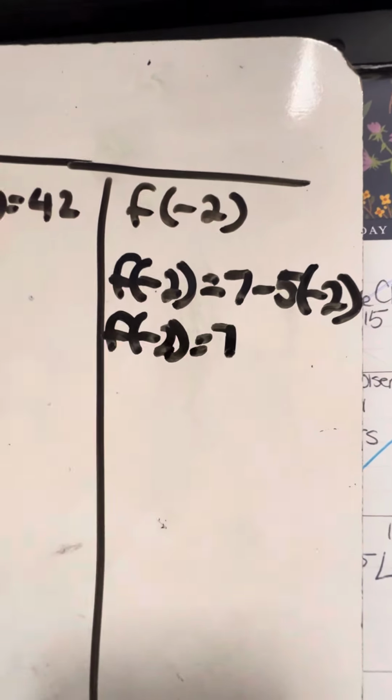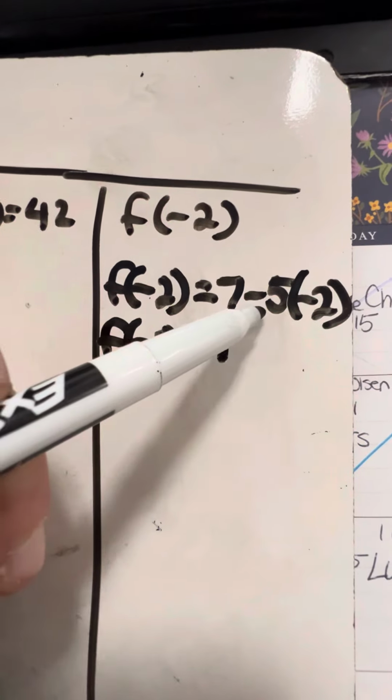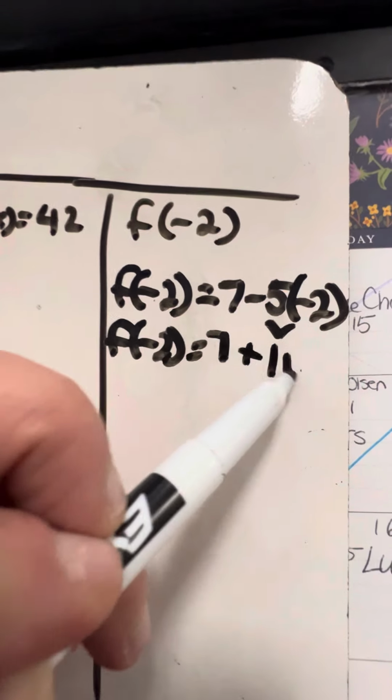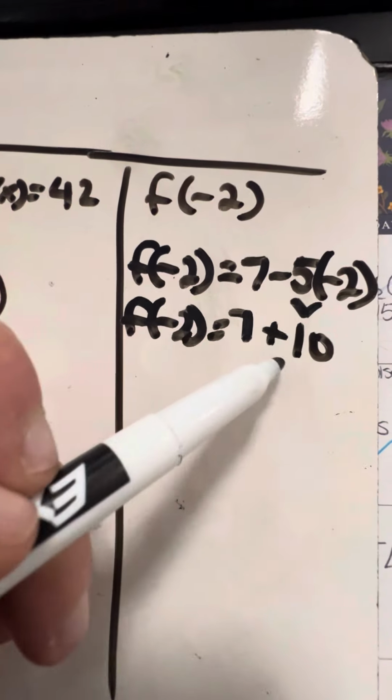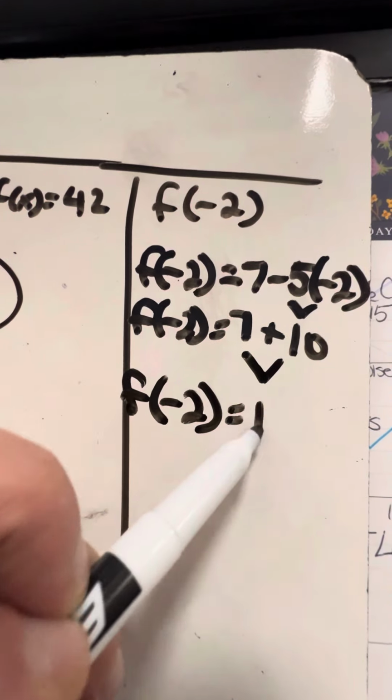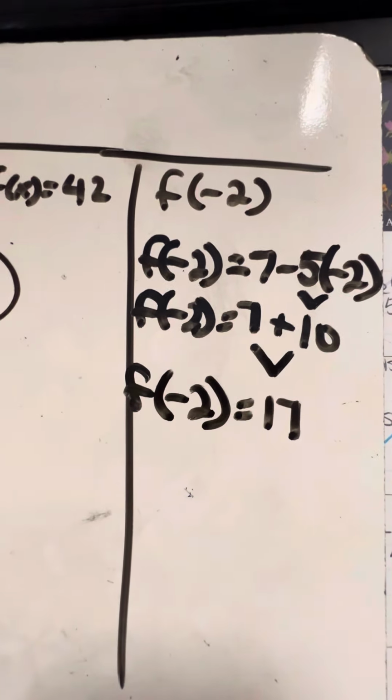So the 7 we don't do anything just yet with. And then this is a negative 5 times a negative 2. Negative 5 times a negative 2 is actually a positive 10. And then when we add these two together, we get a positive 17. So f of negative 2 is equal to 17.